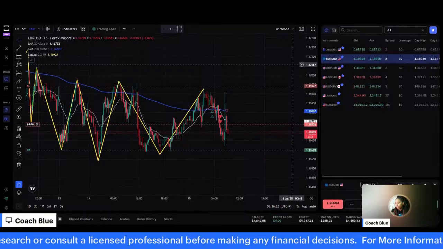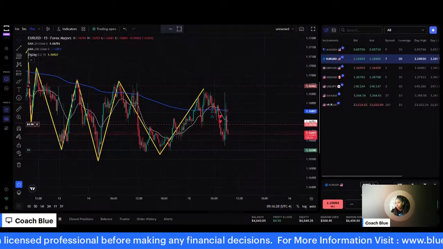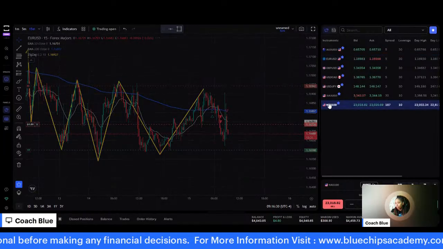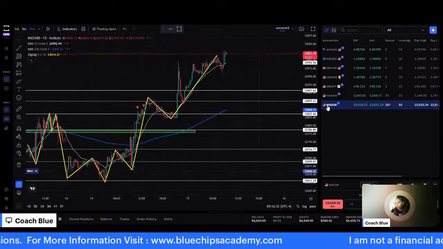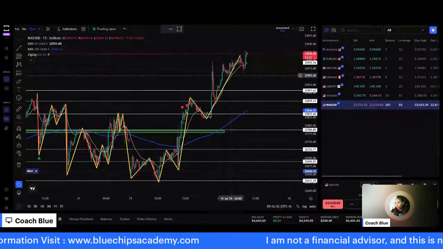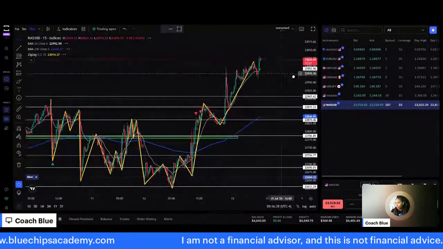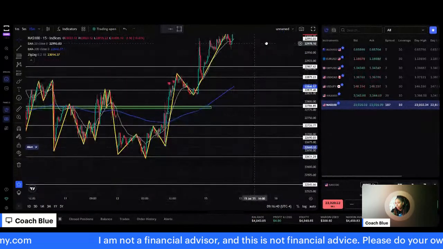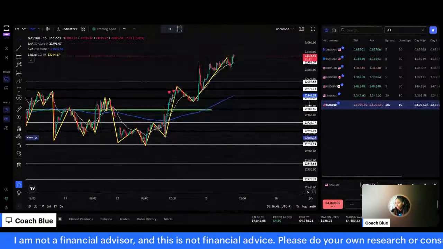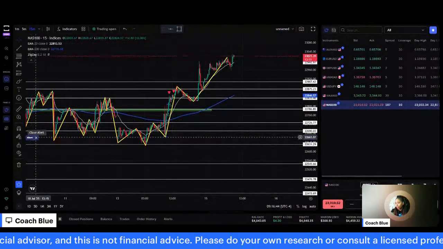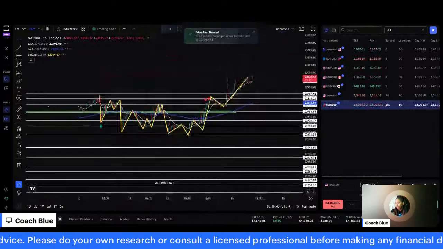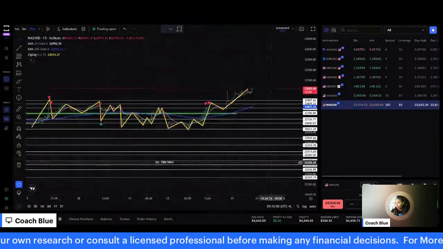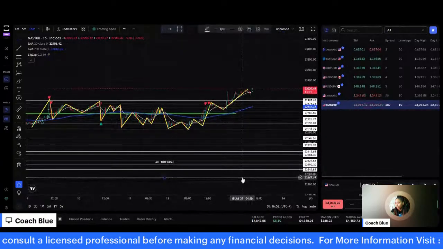All right, but this is Euro USD. So let's go look at NAS and see what NAS is doing for today. NAS is moving up very nicely. We got some new levels here for NAS, so now we have to mark this off. Let me take this alert off here, and let's see where we can place these levels.